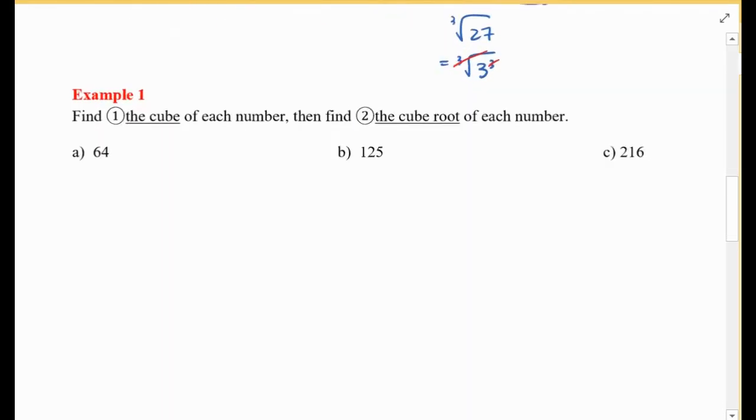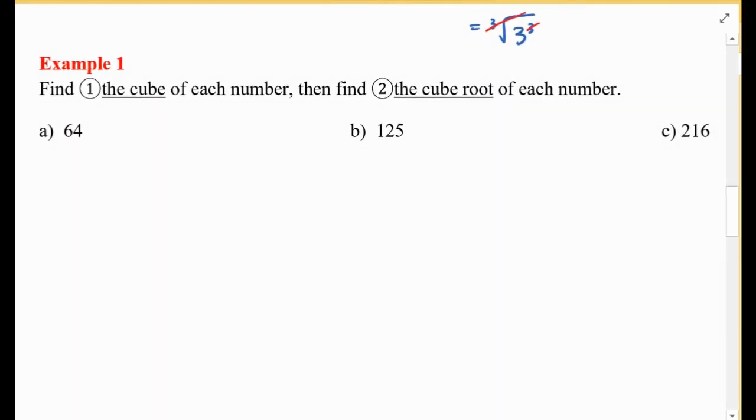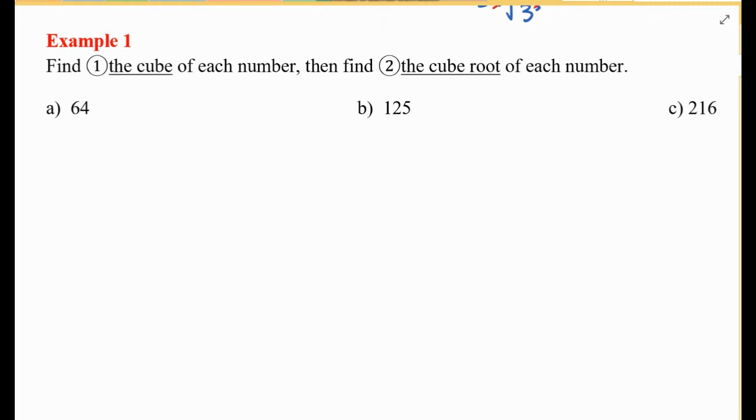Okay, let's look at example 1. Find the cube of each number, then find the cube root of each number. 64 cubed. Let's use your calculator.